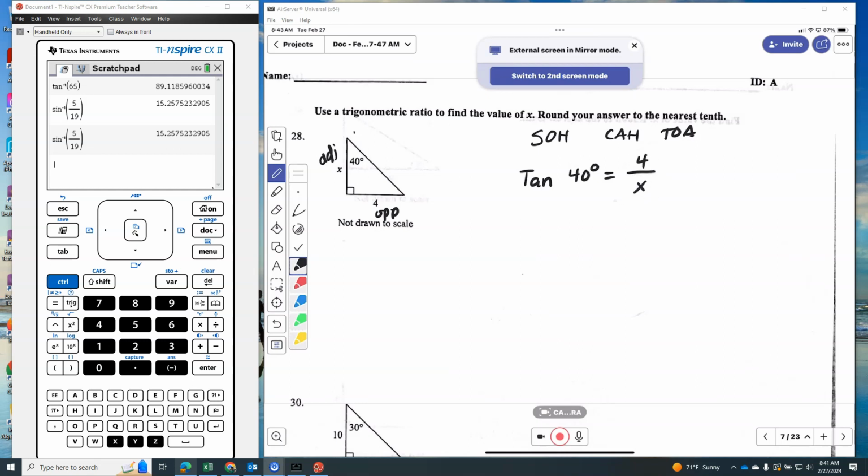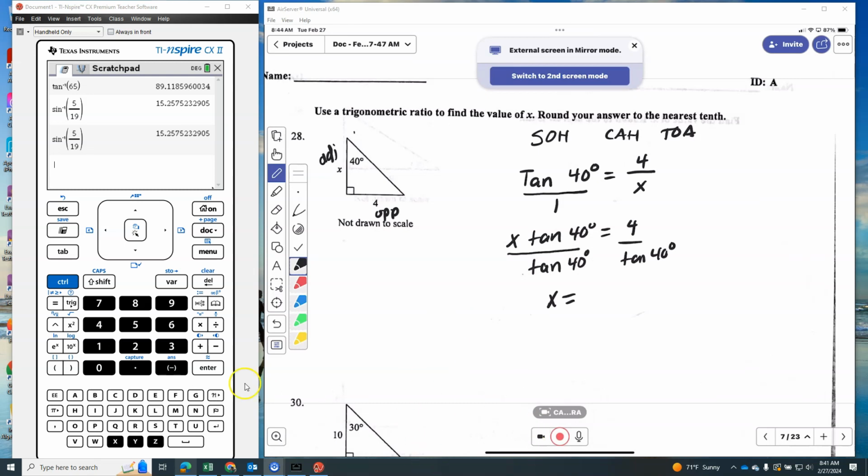So now this is a proportion problem. I told you in class to write a 1. And then you're going to multiply across. 1 times 4 is 4. X times tangent of 40 equals 4. The next thing that you do is divide by tangent of 40.